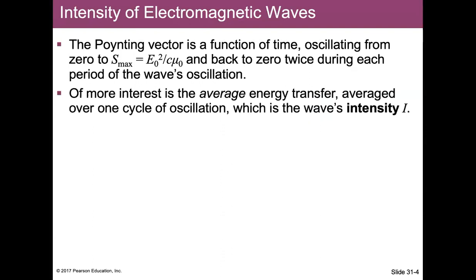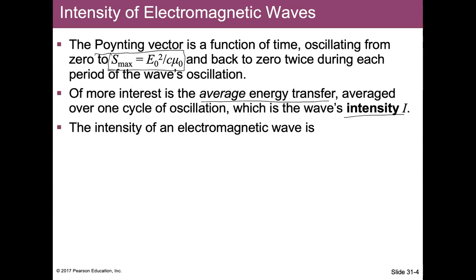Now, that's helpful to know what its max is, but of more interest is the average energy transfer, which is averaged over one cycle of oscillation, which is the wave's intensity I. So if S max is E naught squared over C mu naught, then we can see that the average will just be 1/2 of that.